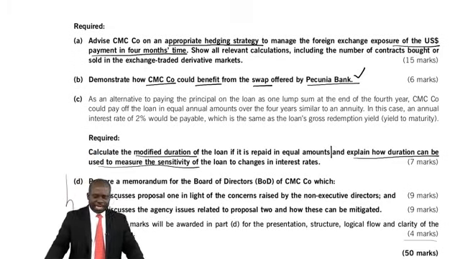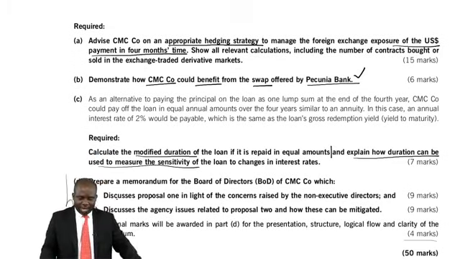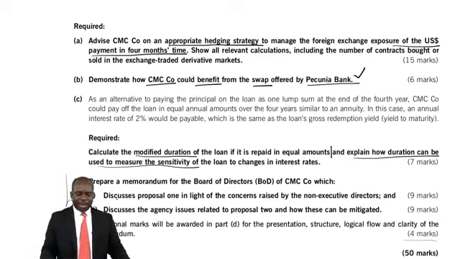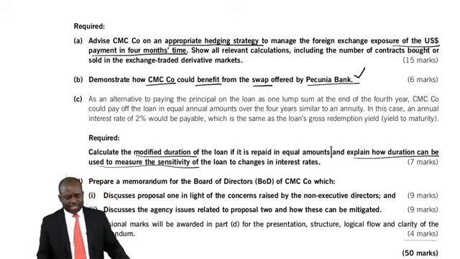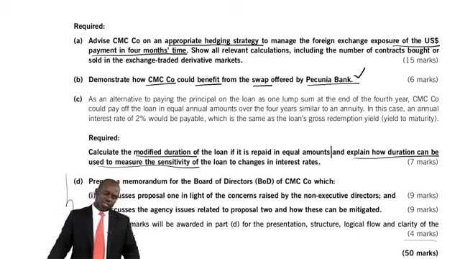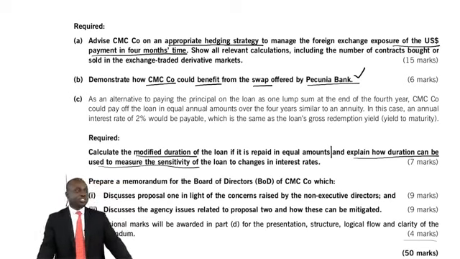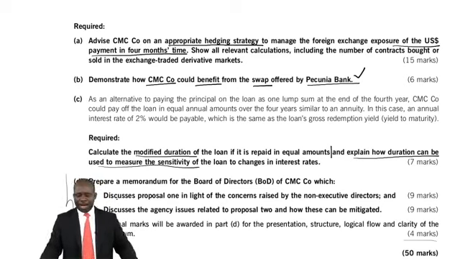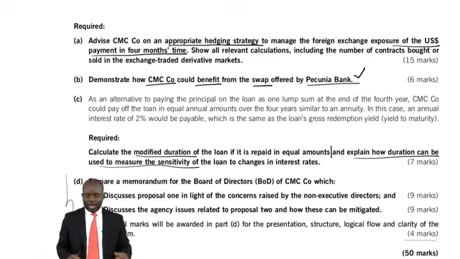C, as an alternative to paying the principal on the loan as one lump sum at the end of the 4th year, CMC Co. could pay off the loan in equal annual amounts over the 4 years, similar to an annuity. In this case, an annual interest rate of 2% will be payable, which is the same as the loan's gross redemption yield to maturity. Calculate the modified duration of the loan if it is repaid in equal amounts, and explain how duration can be used to measure the sensitivity of the loan to changes in interest rate.